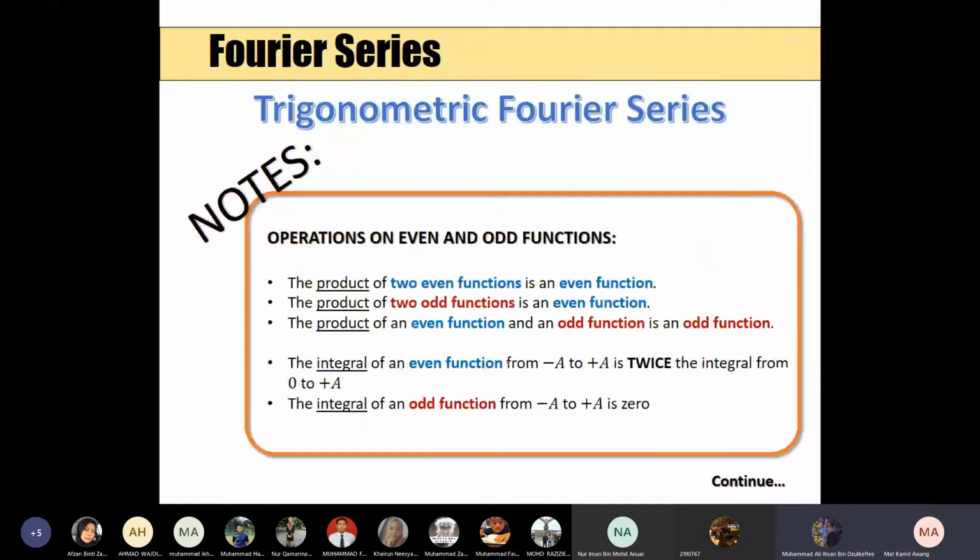So you need to know the operations on even and odd functions. The product of two even functions is an even function. The product of two odd functions becomes an even function. The product of an even function and an odd function becomes an odd function. The integral of an even function is twice the integral from 0 to a. And the integral of an odd function from minus a to positive a is 0, right? So that's why, just now, x of t is an even function, but the sine is an odd function. Therefore the product of odd and even is an odd function, so when you take the integration of the odd function, you get 0.